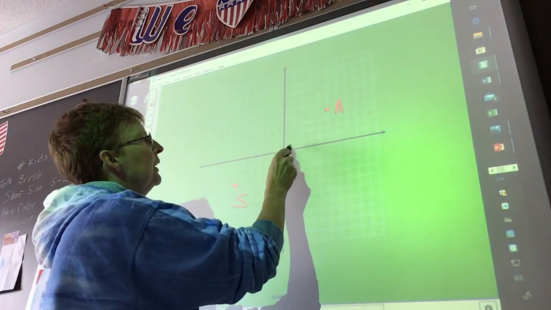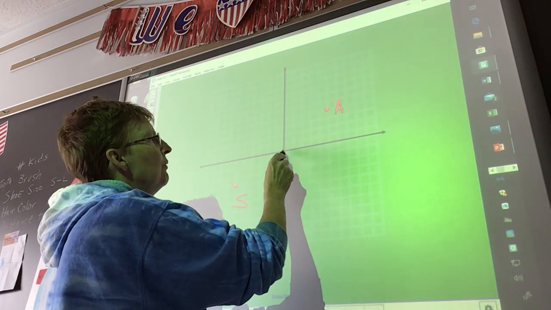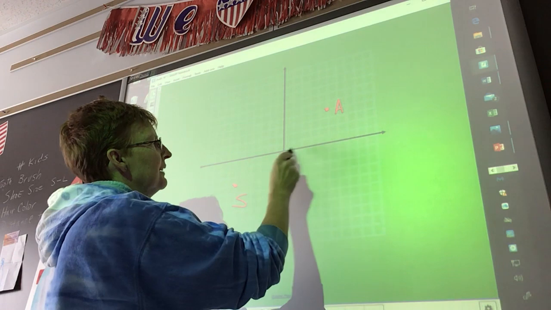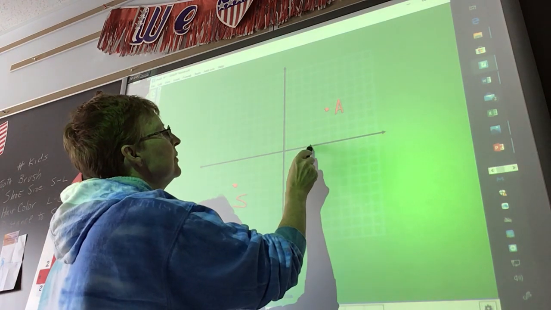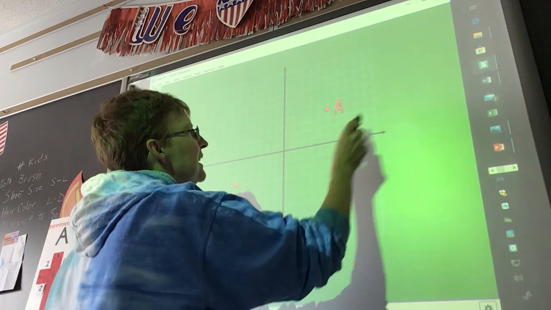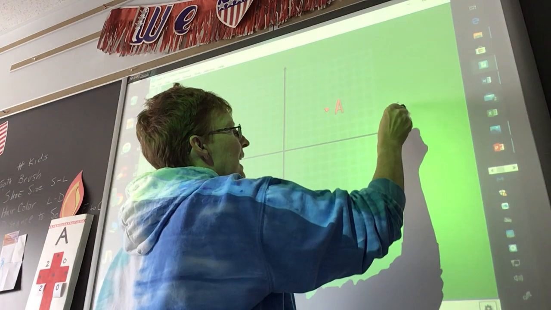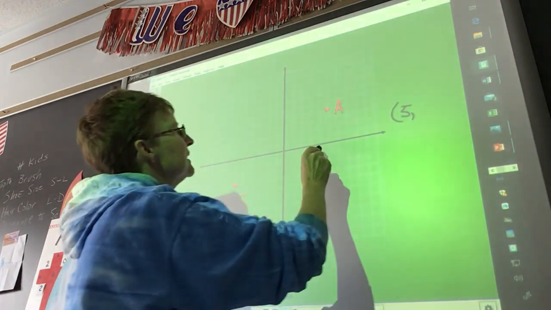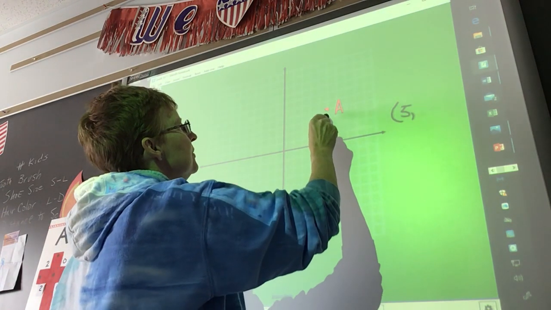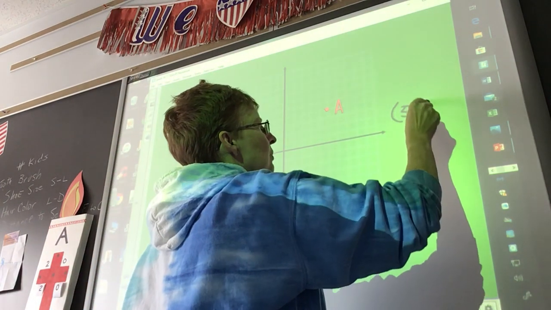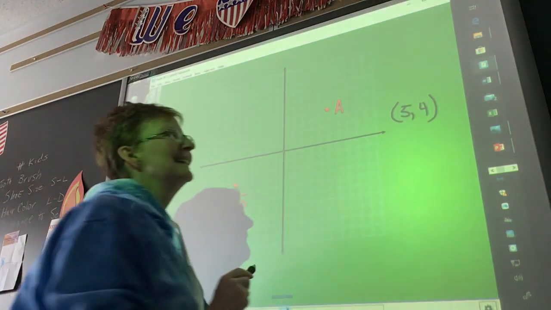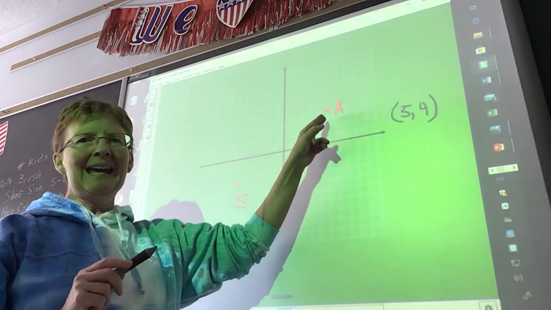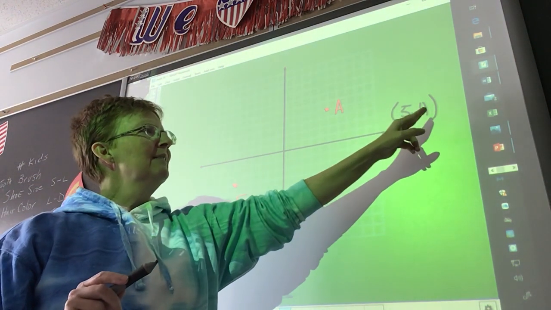Now A, we're going over, so we're going to count over first. Our first number is always left or right. 1, 2, 3, 4, 5. So my first number is a positive 5, and then I'm going up, and so that's also positive. I'm going up 1, 2, 3, 4. So the ordered pair for point A is 5 and 4.